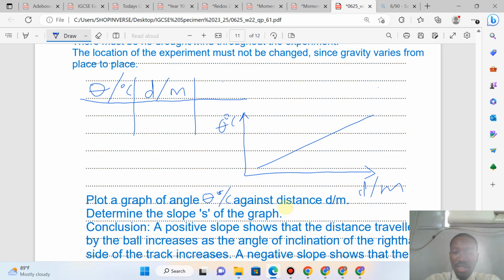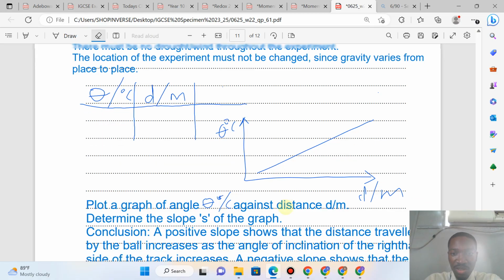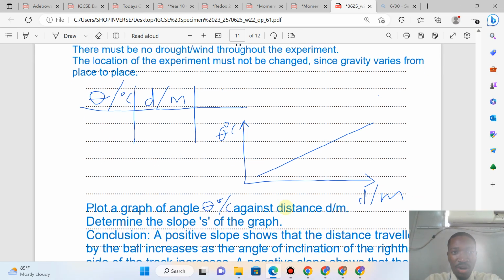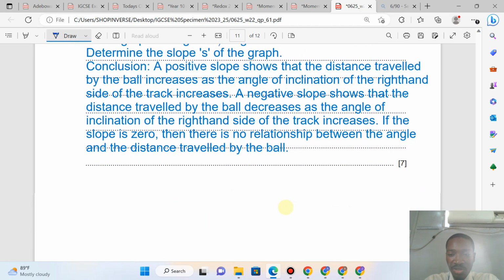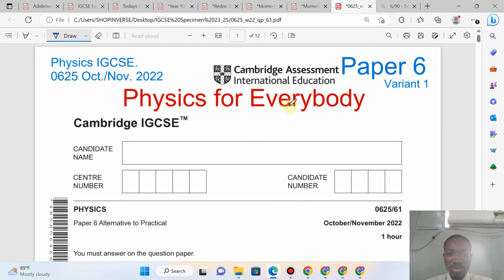But it's very likely you get a slope that looks like this. What you can have is a curved slope looking like this. And this also has a positive slope. Good, and it also shows that distance is proportional to the angle of inclination of the right hand side of the track. This brings us to the end of paper 6 of 2022 October-November IGCSE examination.